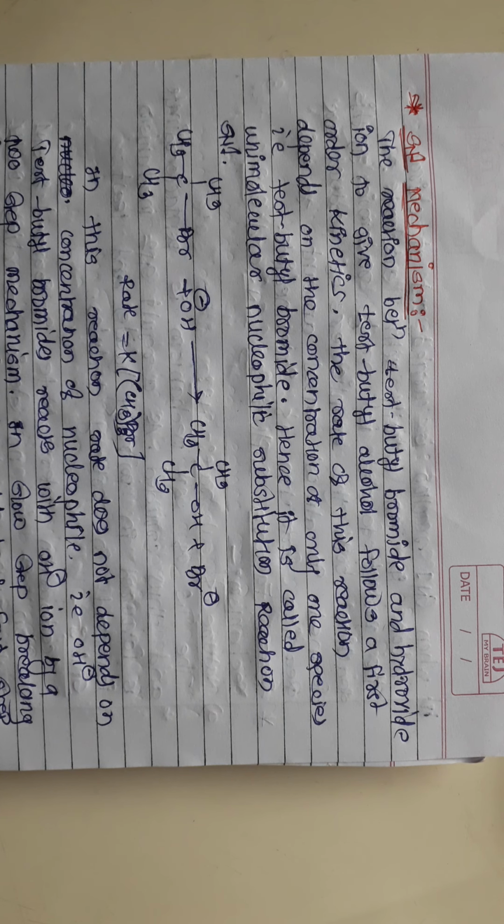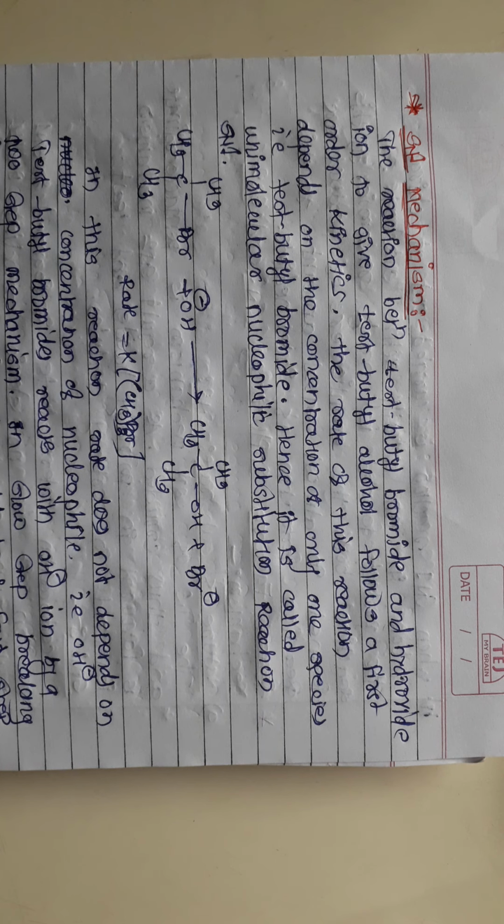See, the reaction between tertiary butyl bromide and hydroxide ion to give tertiary butyl alcohol follows first order kinetics. The rate of this reaction depends on the concentration of only one species, that is tertiary butyl bromide. Hence, it is called a unimolecular nucleophilic substitution reaction. It is called the SN1 mechanism.